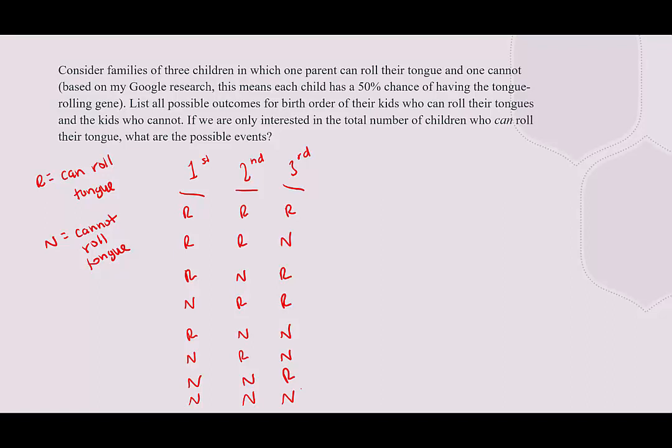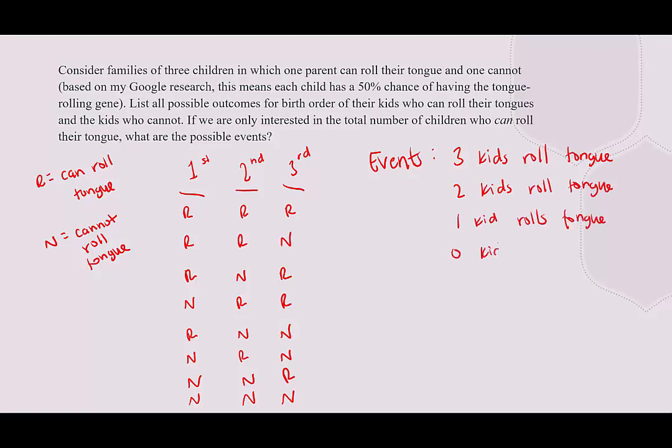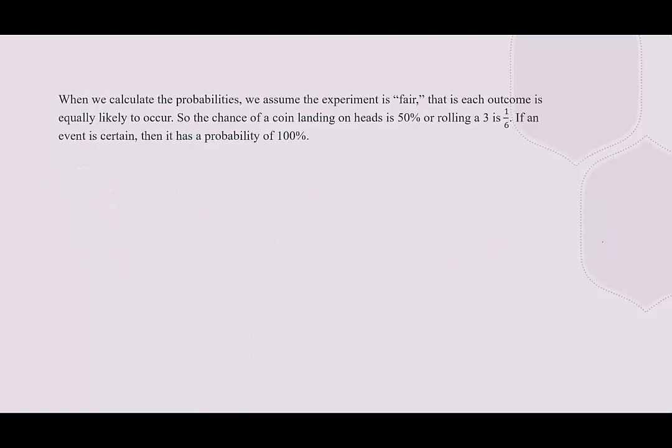Now I put this whole list, but really it's just asking for the events. And the events, in my opinion, would be the number of kids who can roll their tongue. So the events would be 3 kids can roll their tongue, or 2 kids can roll tongue, or 1 kid can roll their tongue. And lastly, 0 of the kids can roll their tongue. So again, depending on the context of the problem, and there is a better way to organize the information here if we're going to be asked questions about probability, but because it asks for the events, and the events are just the things that could happen, those are the 4 things that can happen. 3 can roll their tongue, 2 can roll their tongue, 1 can roll their tongue, none can roll their tongue.